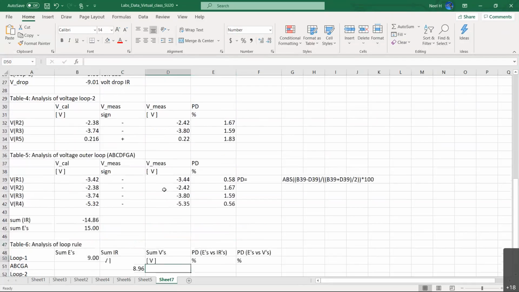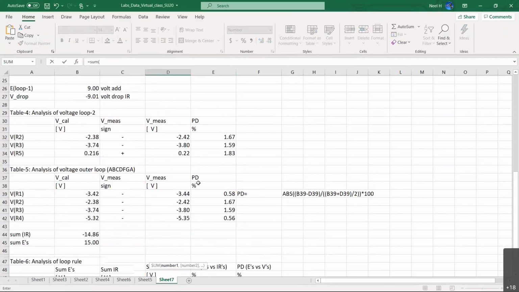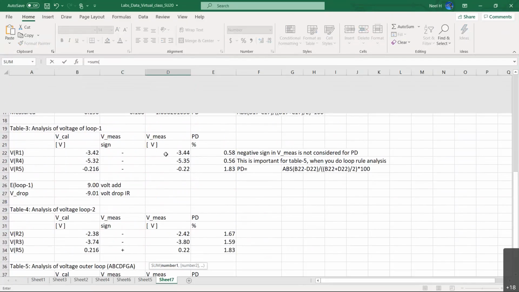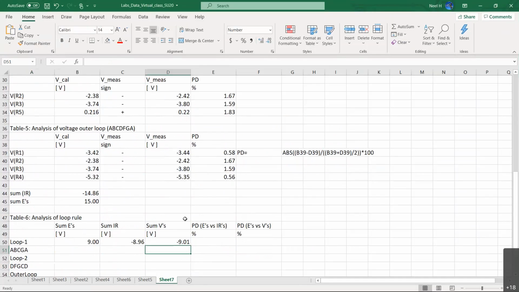Okay, the sum of all the V measured, then again equal sign, sum, parentheses, that is table number 3, voltage measured, these three values, close brackets, equal sign, you will get the answer. That is also negative again. The reason is that's voltage drop measured. That voltage drop is represented by that negative sign. But technically for loop number 1, in this analysis, I don't need that negative sign at all. Okay, I'm interested only in the measured values directly. Okay, good.